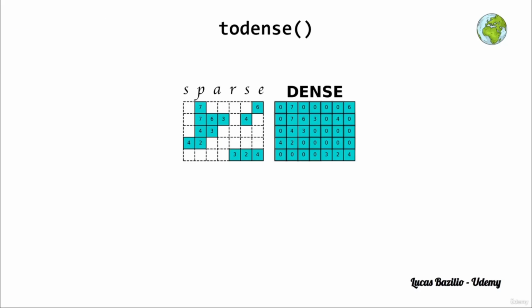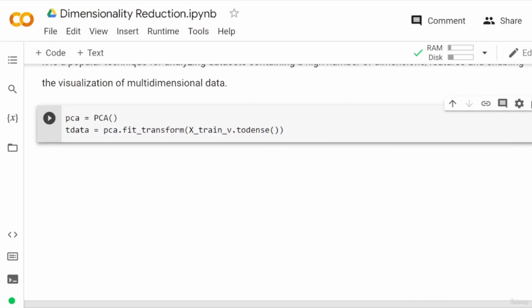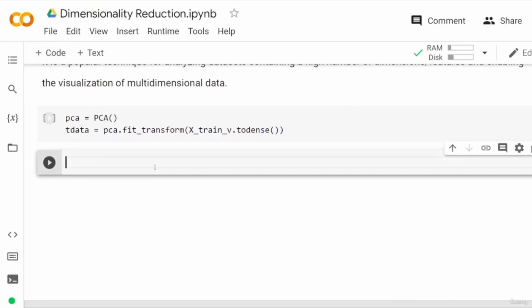For those who don't know, if we use this to dense, then we transform this sparse matrix to a dense matrix representation of this matrix. So it returns the matrix with the same shape, containing the same data, with a dense matrix representation. In fact, we can verify this, right? For instance, if we just type here xtrain_v to dense, we'll see this matrix.